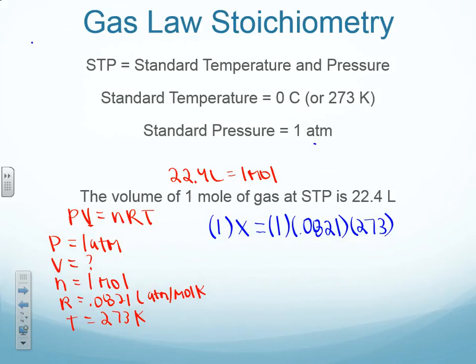Okay, so if you combine these terms, you're going to get X equals 22.41 some other numbers liters, which we just round to 22.4 liters. So if we have 1 mole of gas at standard temperature and standard pressure, it will in fact have a volume of 22.4 liters.